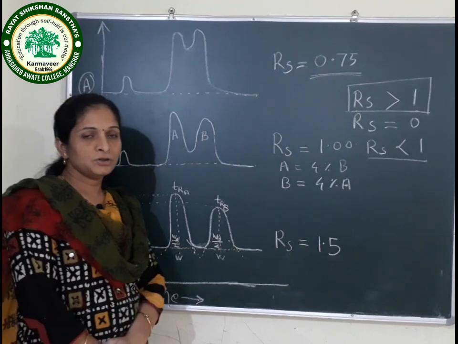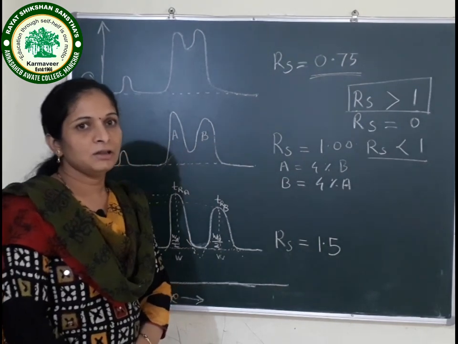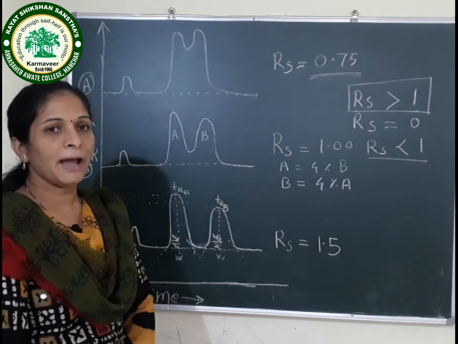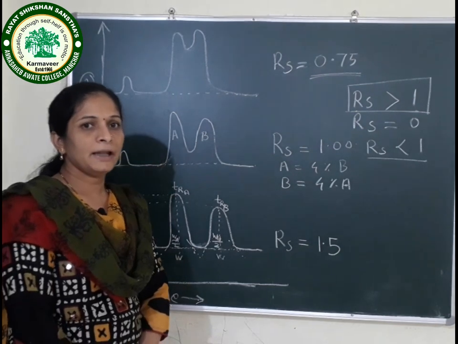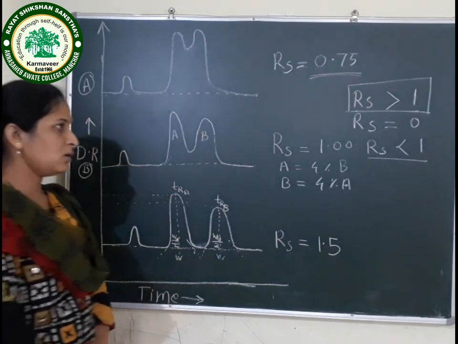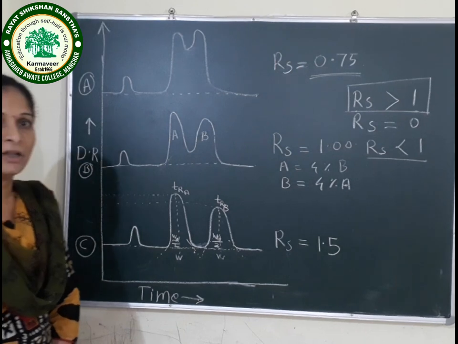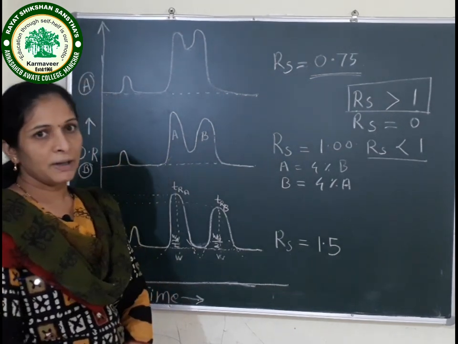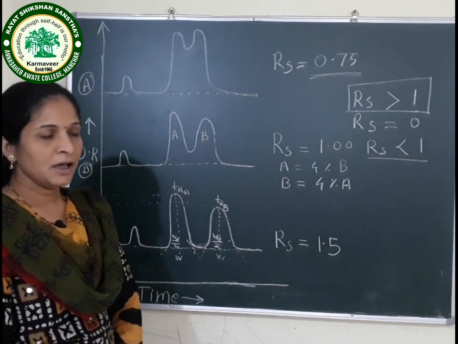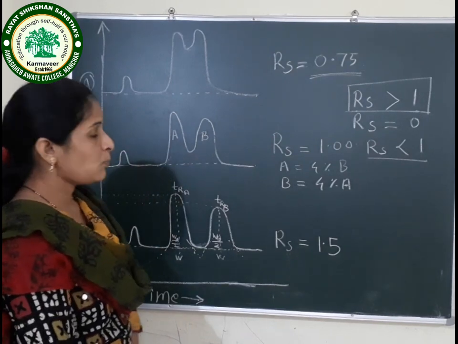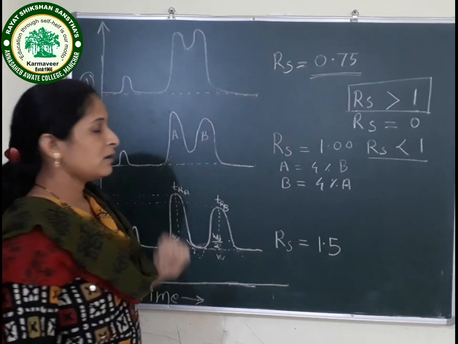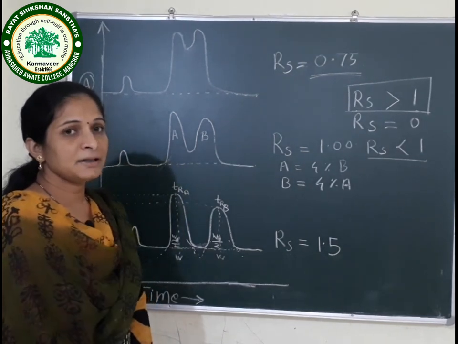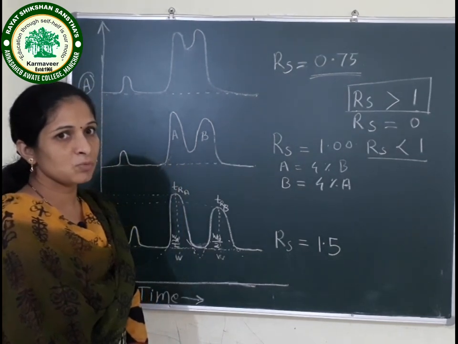Now this resolution will increase with the length of the column. By lengthening the column, we can increase the efficiency of the column. This point we have studied in the plate theory. What we have studied: as the number of plates increases, efficiency increases. Now this point is explained from here. As the number of plates increases, efficiency increases, means what?